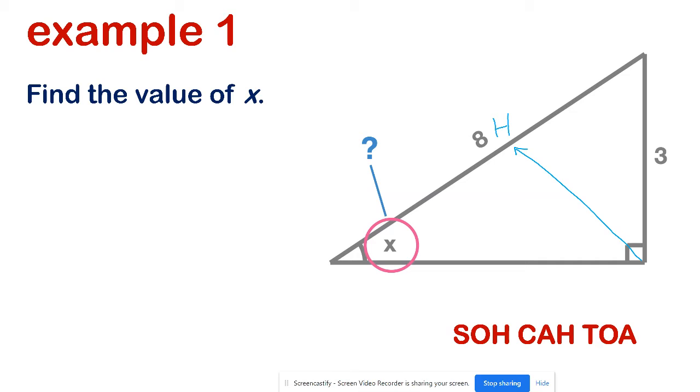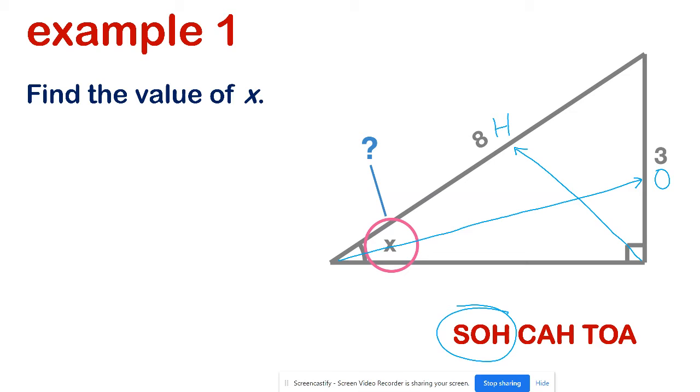Then I usually like to find the opposite side. So I take my reference angle, which is the x, and I go across the triangle until I hit another side. And so my opposite side is going to be the 3. The remaining side will be the adjacent side, but I don't need to mark that because I'm not using that side. There's no number on it. So the two sides I'm working with are the hypotenuse and the opposite.